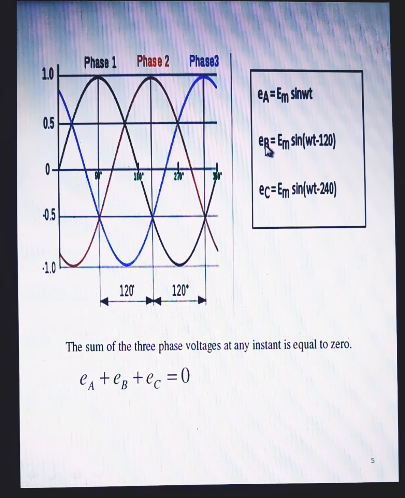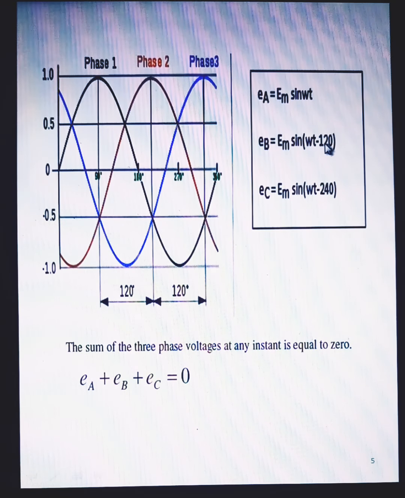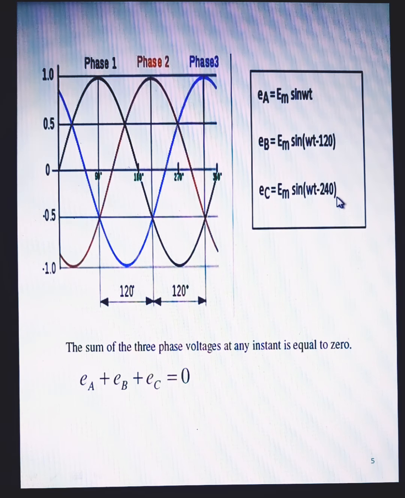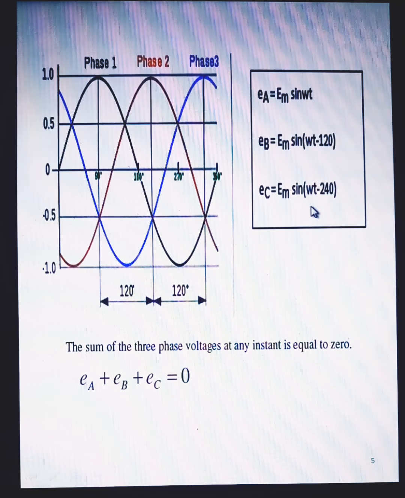With respect to EA, EB equal to EM sin of omega t minus 120. As the conductors are mutually displaced by 120 degree, the EMF induced is also having a phase difference of 120 degree. Then the EMF induced in phase C equal to EM sin of omega t minus 240 degree, or EC equal to EM sin of omega t plus 120 degree.